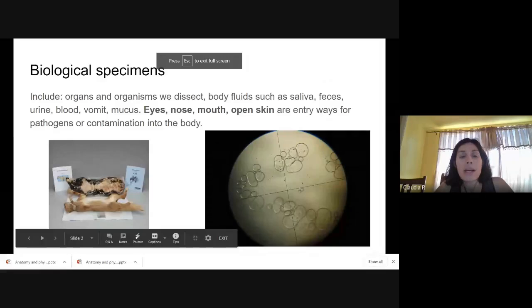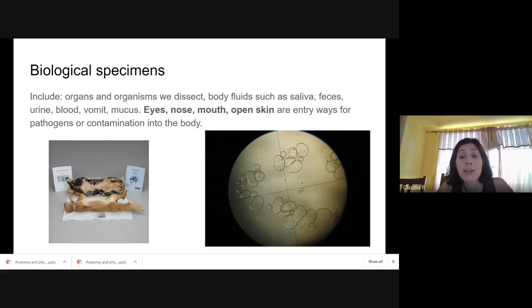All right, we're going to start with biological specimens. A biological specimen is anything that came from a living thing, that was once a living thing. So in the case of our course, we're going to dissect a cat. And these cats were strays. Some of them have fleas. We don't know if they had disease.